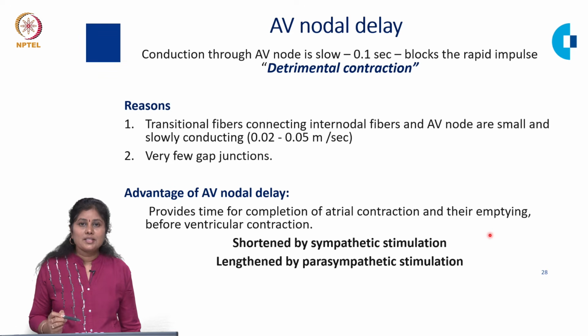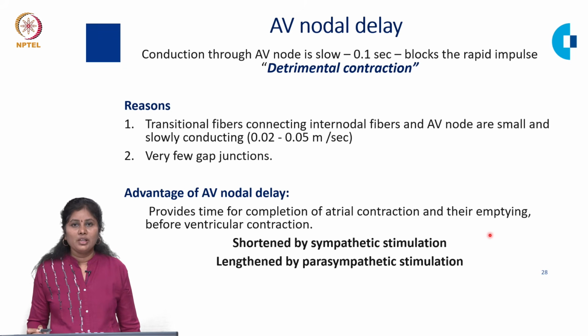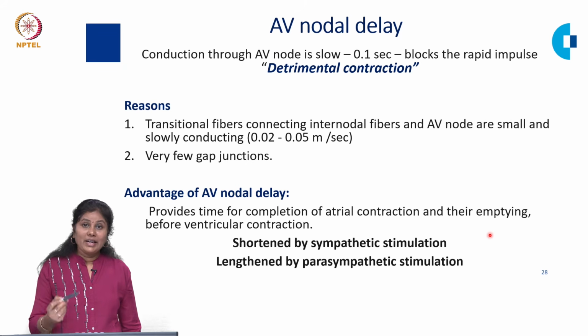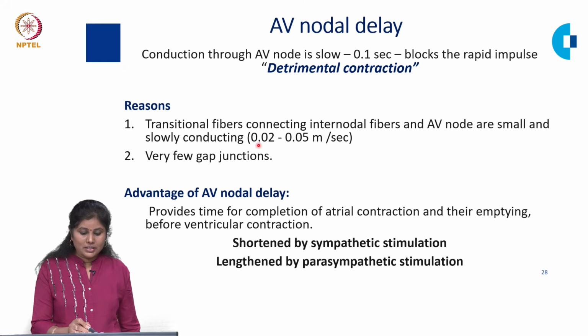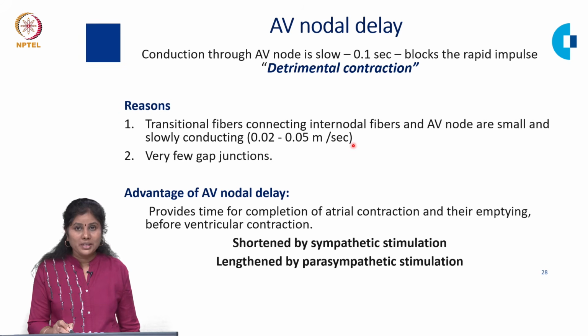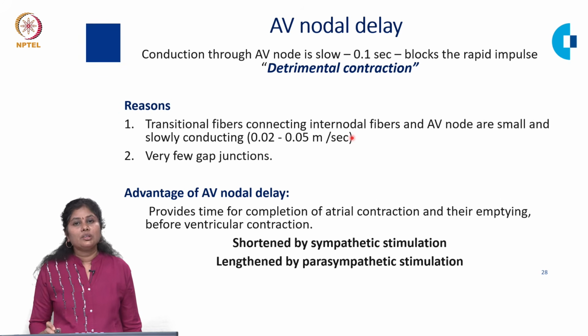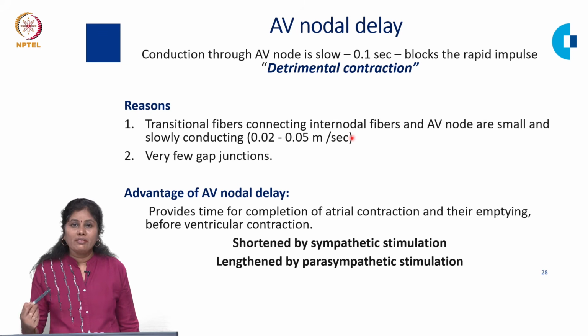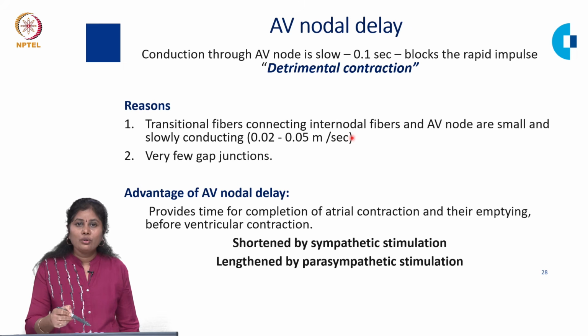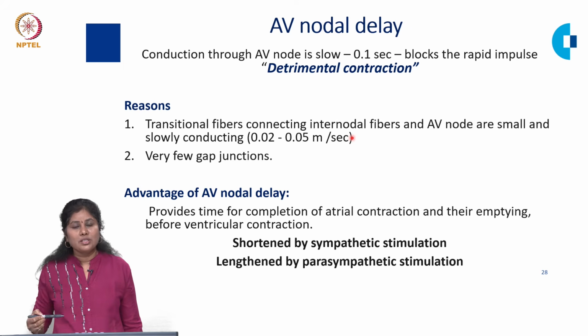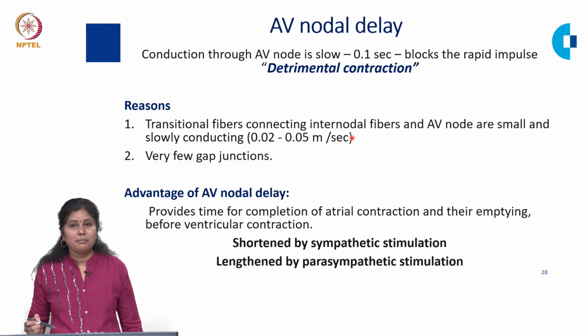The reason for this delay is that the transitional fibers which connect the internodal tracts to the AV node are very small and they have very slow conduction velocity, even less than the SA node and the AV node, for example 0.02 to 0.05 meter per second. And they also have very few gap junctions. We know that the atria and the ventricle are separated by a fibrous ring of tissue, and this AV node and the bundle of His and its branches are the only way to transmit the impulses.